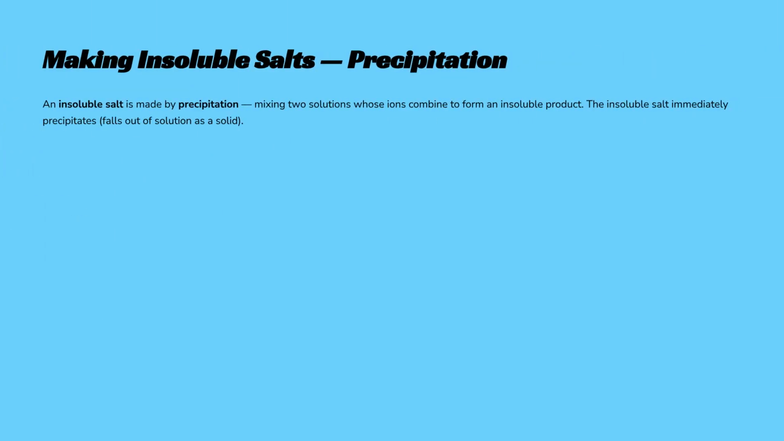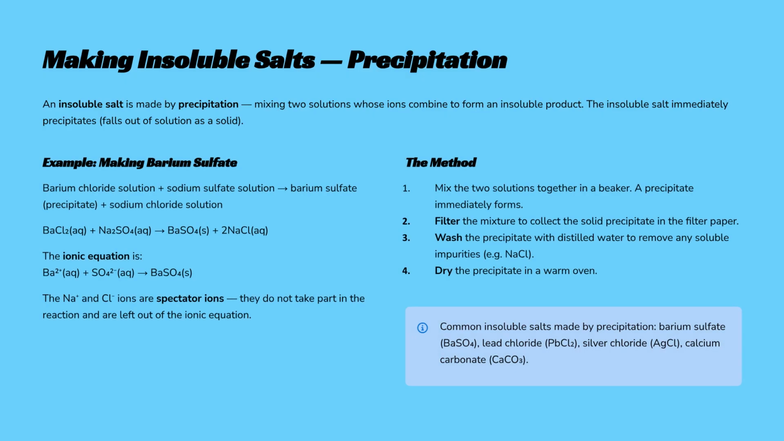Insoluble salts are made by precipitation, mixing two solutions whose ions combine to form an insoluble product called a precipitate. The process involves mixing, filtering the mixture to collect the solid precipitate, washing it with distilled water to remove impurities, and drying the precipitate. The ionic equation only includes the ions that form the precipitate, not spectator ions.